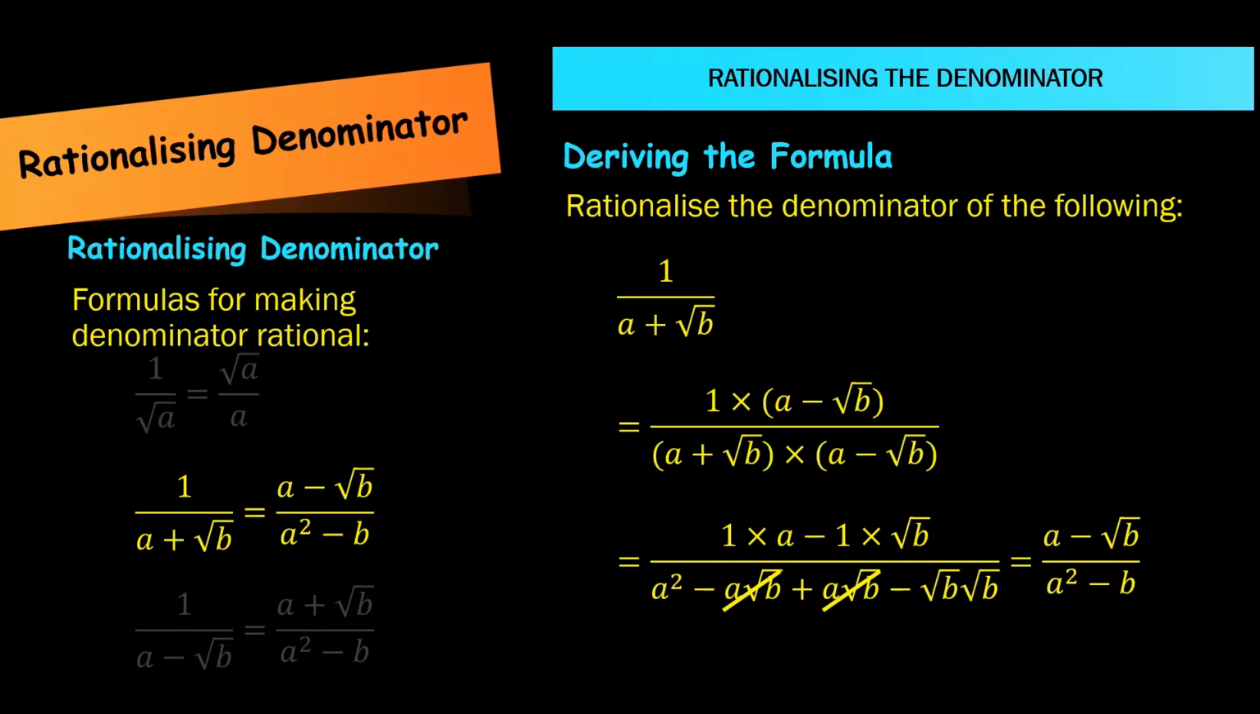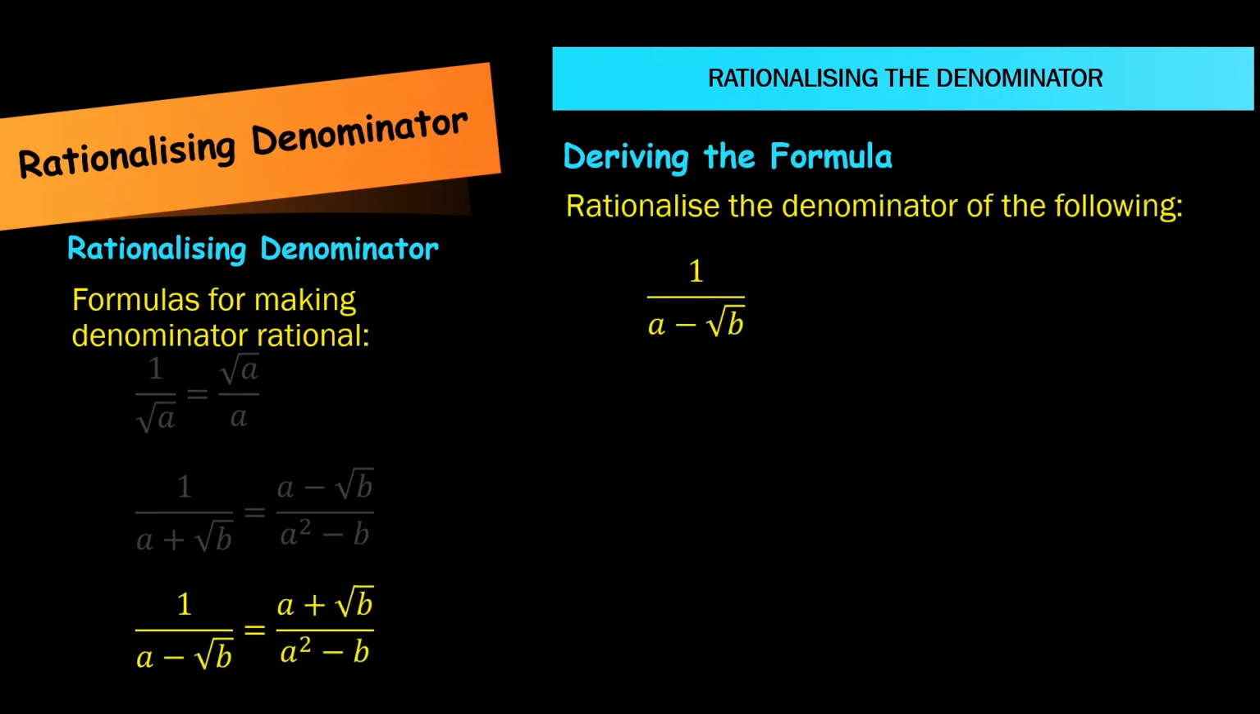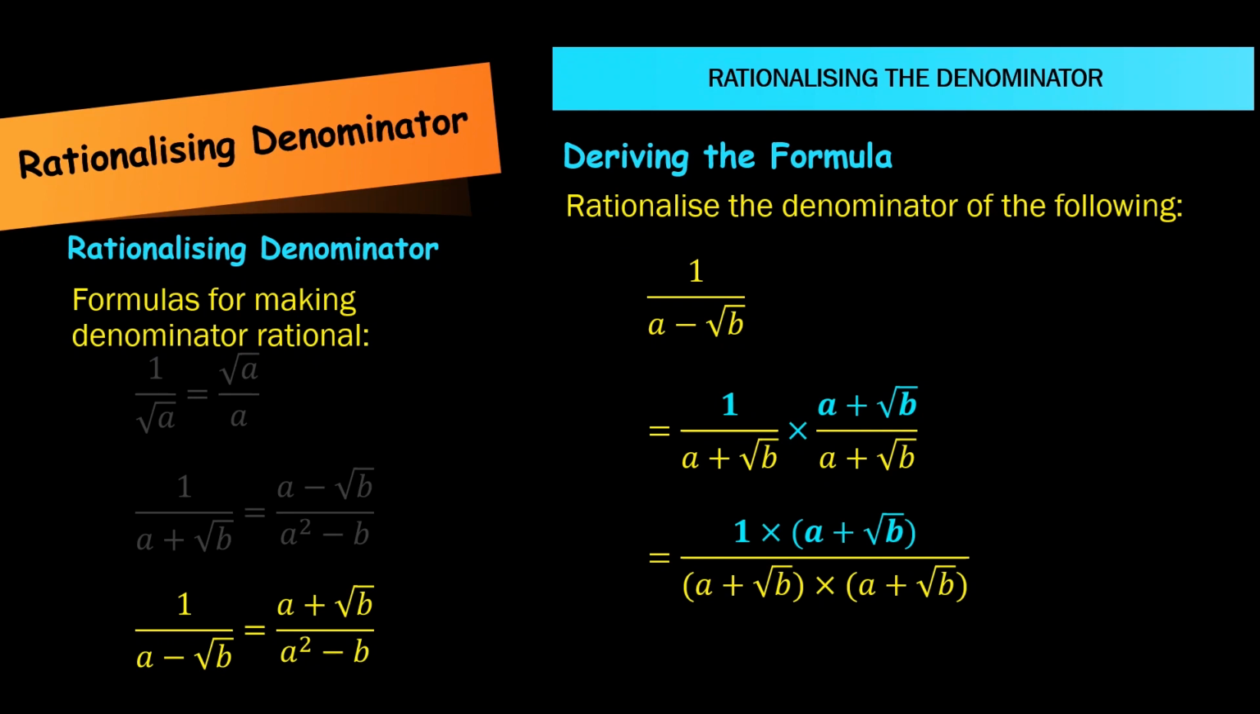And now for the third formula. How do we make this denominator rational? Or how do we find the general formula for making the denominator rational? We begin with 1 over a minus root b. And we multiply it by a plus root b divided by a plus root b to give us this expression in the numerator and this expression in the denominator.